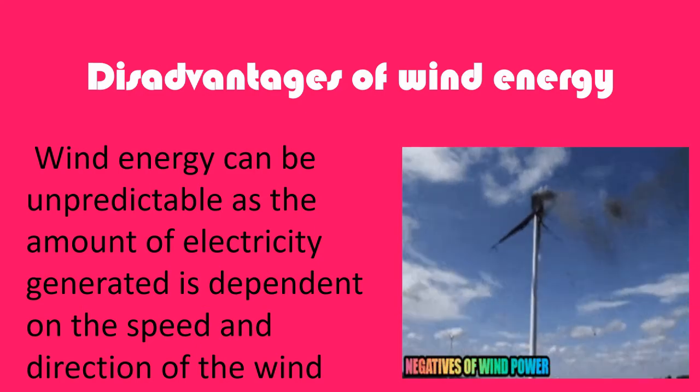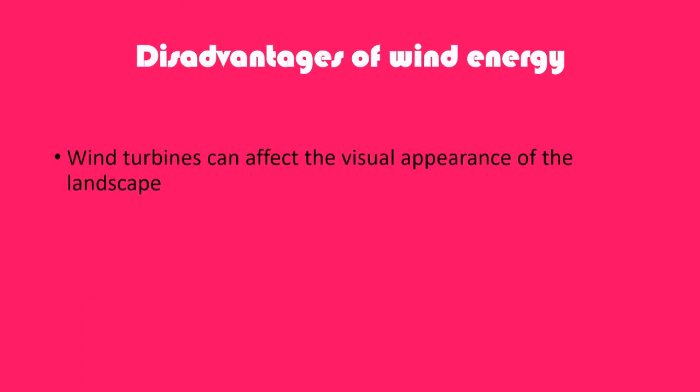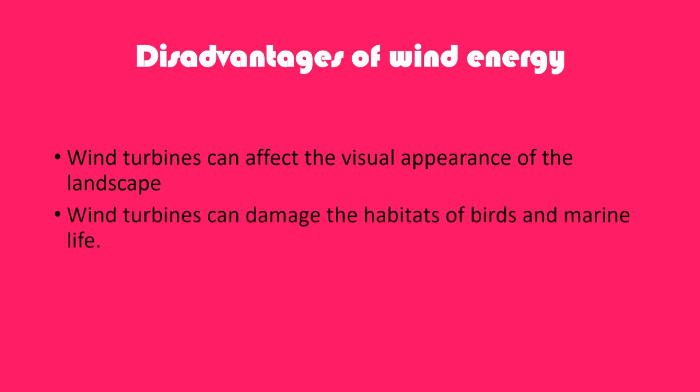Okay, now let us see another point about the disadvantages, or negatives, of wind energy. Wind turbines can affect the visual appearance of the landscape. Another point: can wind turbines affect the birds? Yes, they affect the birds. Wind turbines can damage the habitats of birds and marine life. Do you know that wind turbines can accidentally kill 1 million birds and bats in a year? A scientist says this is happening accidentally because the turbine is pulling the birds onto it. So they are killing accidentally. This is a negative thing for the birds.